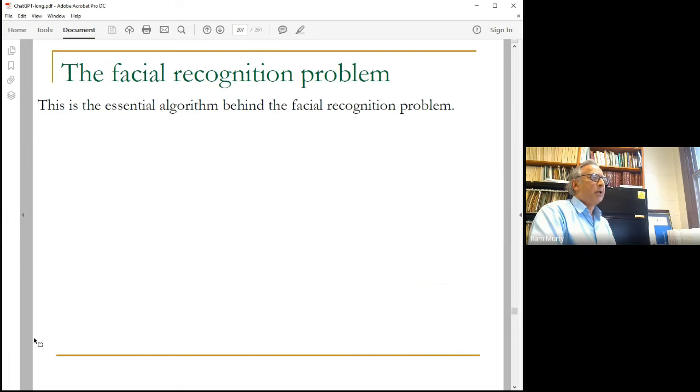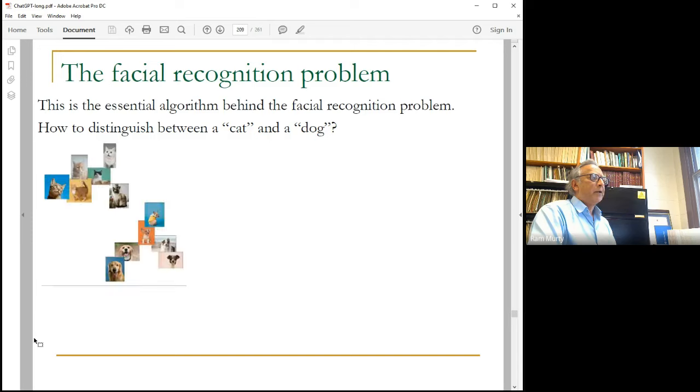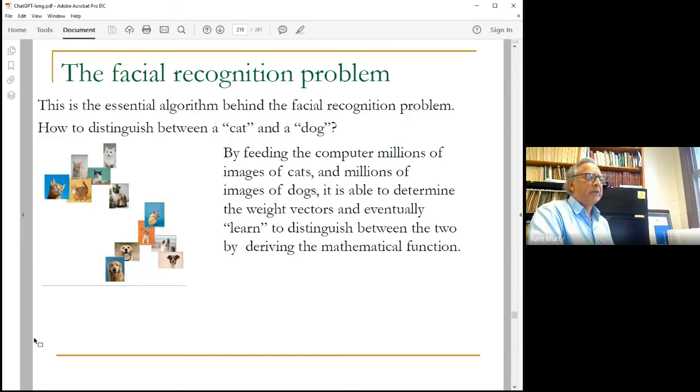So in the facial recognition problem, how do you distinguish between a cat and a dog? Here are all these pictures of cats, and here are all the pictures of dogs, and you pixelate all this information and store this in your database. By feeding the computer millions of images of cats and millions of images of dogs, it's able to determine the weight vectors and eventually learn to distinguish between the two by deriving the mathematical function. So I give you tons of pictures of cats and tons of pictures of dogs, and I keep telling you, these are cats and these are dogs. That's important. Then I give you a new picture and I ask you, what is the picture? Is it a dog or a cat?